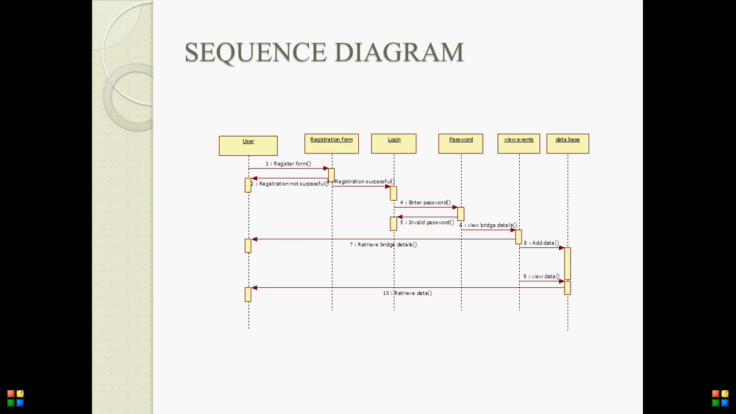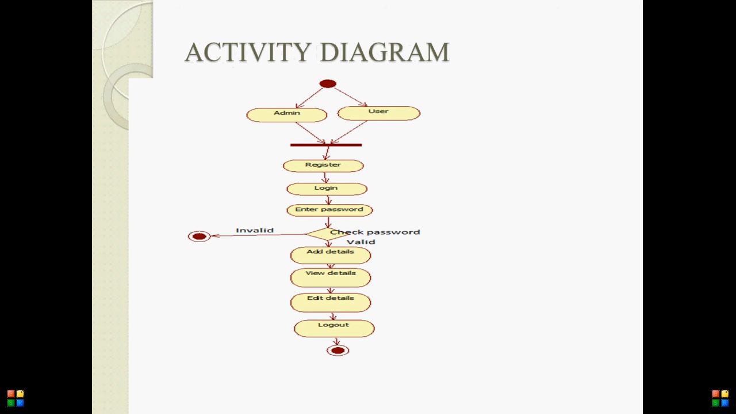Sequence diagram. The sequence diagram has the following: username, registration form, login, password, view events, database. The user must fill the registration form and then get the user ID and password. The user logs in using the login form, and then views the events such as bridge details, documents, etc., and also adds and views data in the database.